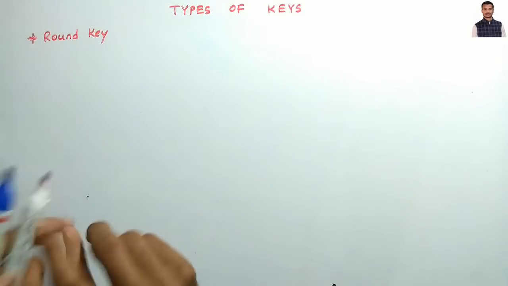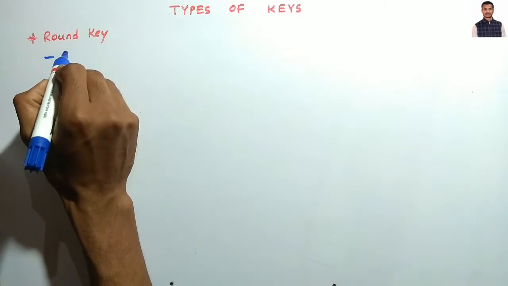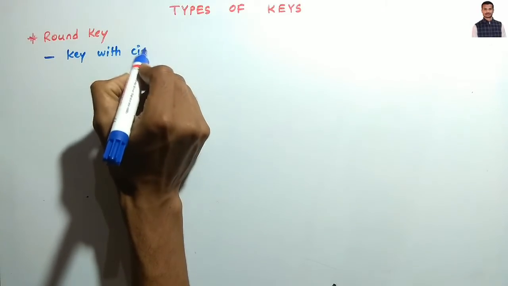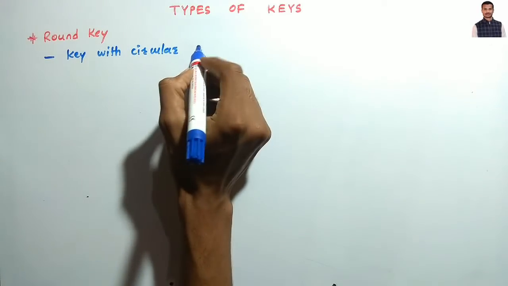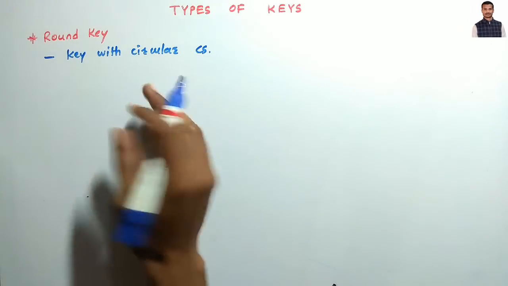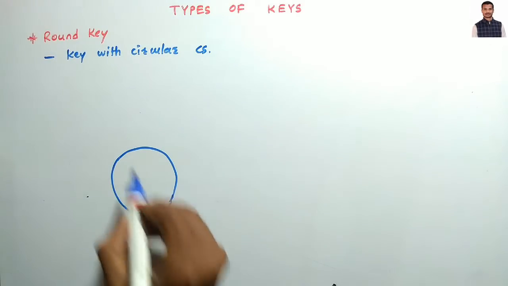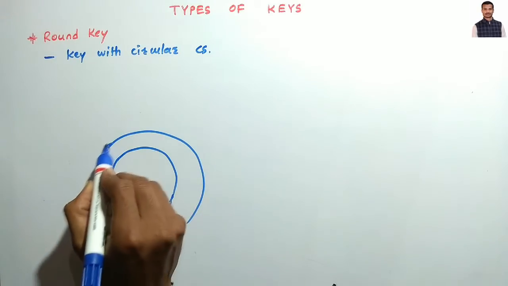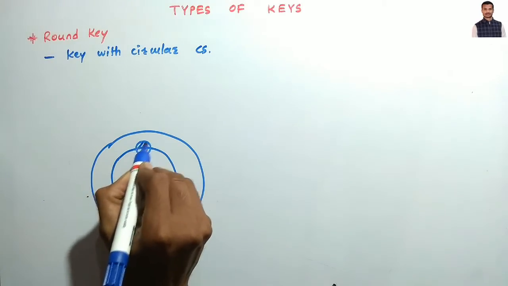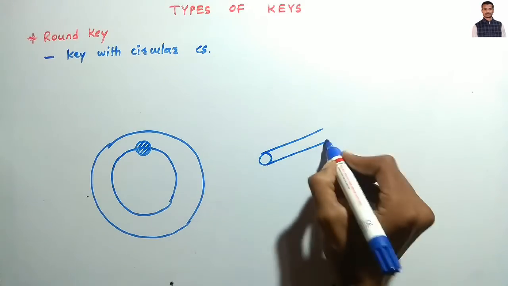Now the round key is one of the types of key. So what is a round key? A key with circular cross section is called a round key. Now how does a round key look like? So this is the shaft, and this is the hub. Now this is a round key.